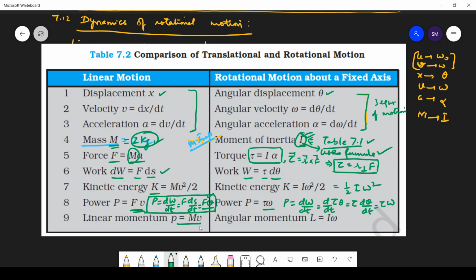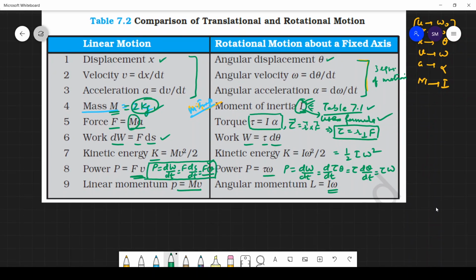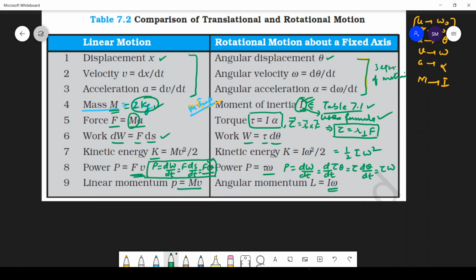Now we have linear momentum, that is mass into velocity, and here we have angular momentum, that is, instead of mass, moment of inertia into angular velocity. I hope you have learned these formulas, and you know how to write them. Now let us look at table 7.1, and how to remember table 7.1.